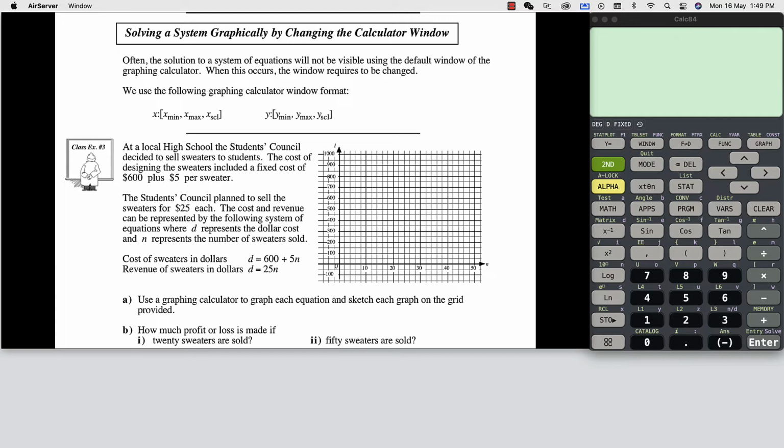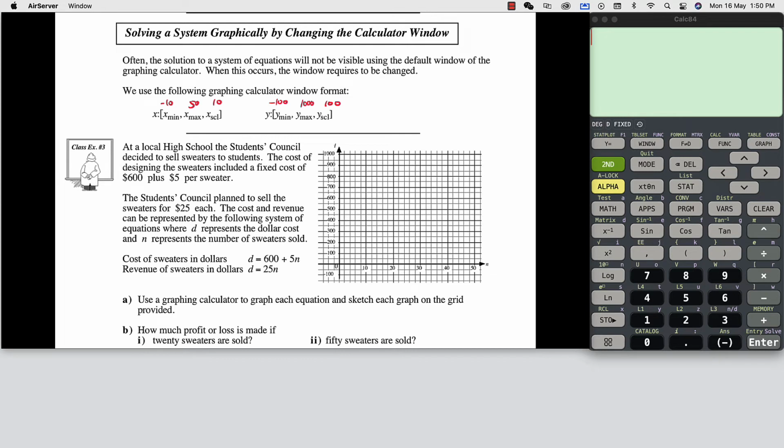So first of all, if we look at the graph that's supplied, you can see that it's all up in quadrant 1, and the x-axis is going from about negative 10 to 50, and the y is going from about negative 100 up to 1000. So it asks, what is the x min going to be? Well, I would choose negative 10. The x max would be 50, and the scale looks like they're going every 10. Okay, and on the y-axis it would be negative 100 on the min and 1000 on the max, and the scale would be 100.